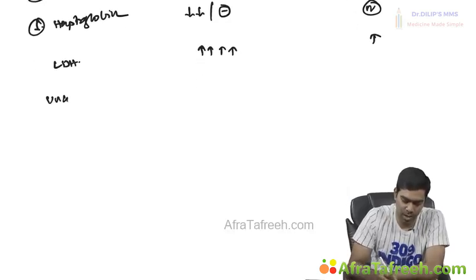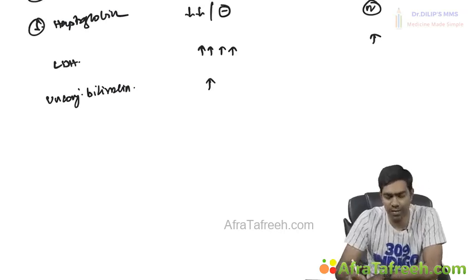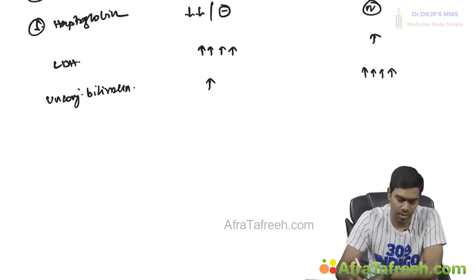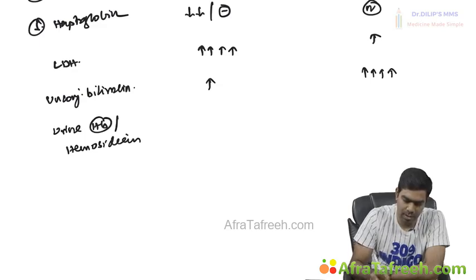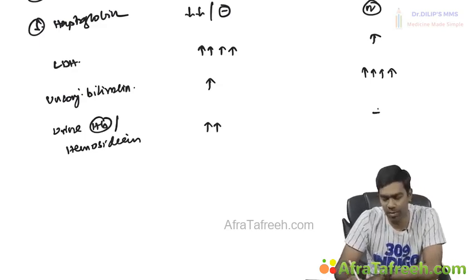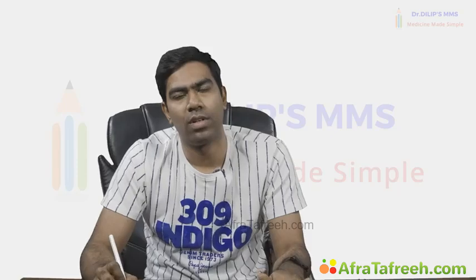Similarly, if you ask me about the unconjugated bilirubin levels, or simply the bilirubin levels, intravascular definitely will be increased, and the increase in extravascular will be more compared to the intravascular. The reason I told you already. And if you ask me about urine free hemoglobin and hemosiderin, typically it's very high in intravascular hemolysis. Usually, it is not a feature of extravascular hemolysis.